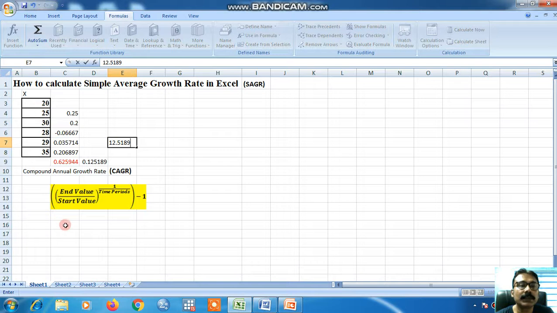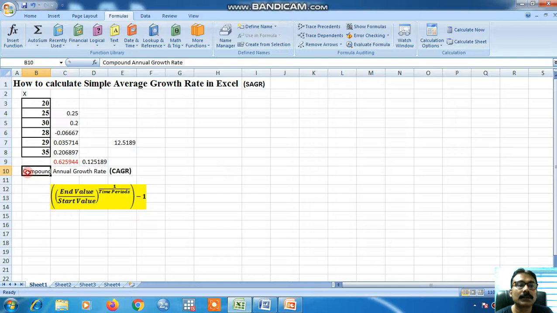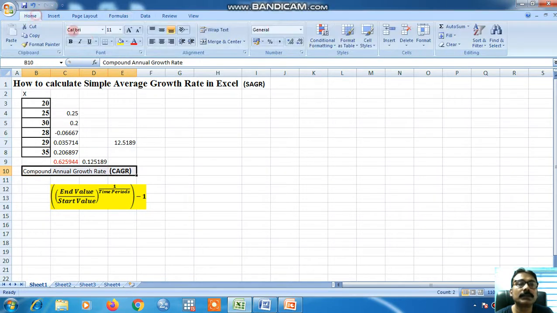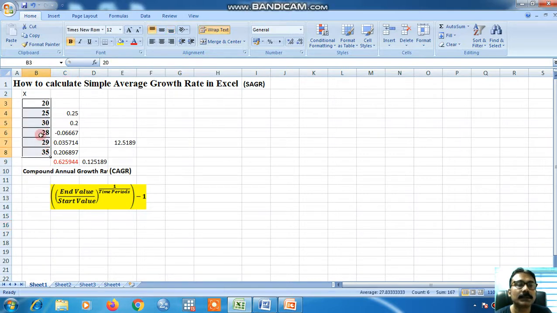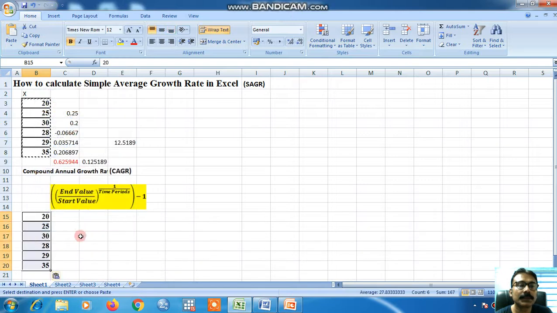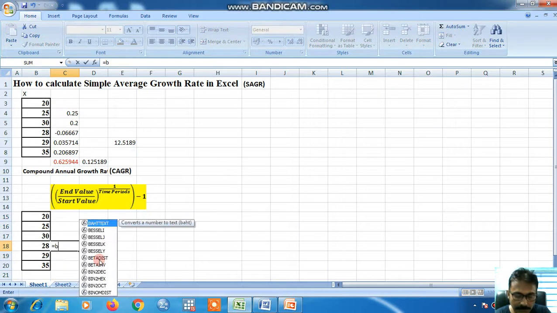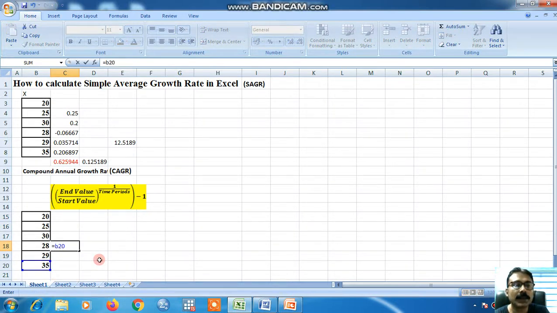Similarly, by using the same data, we can calculate the compound annual growth rate. Suppose we are taking the same data here, paste. Now the formula, according to the formula, end value by start value. So you can start in this way, that end value means this is B20. Okay, so equal to B20 by B15.